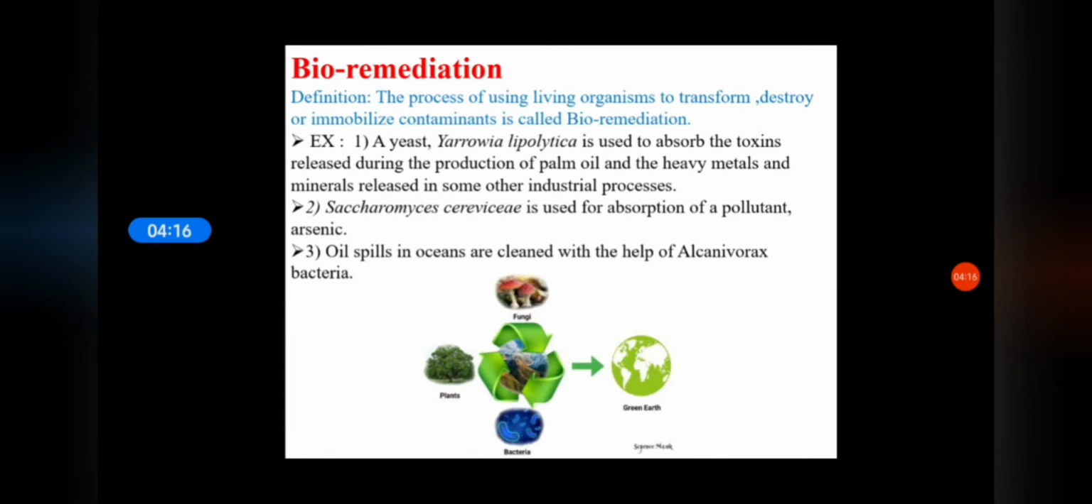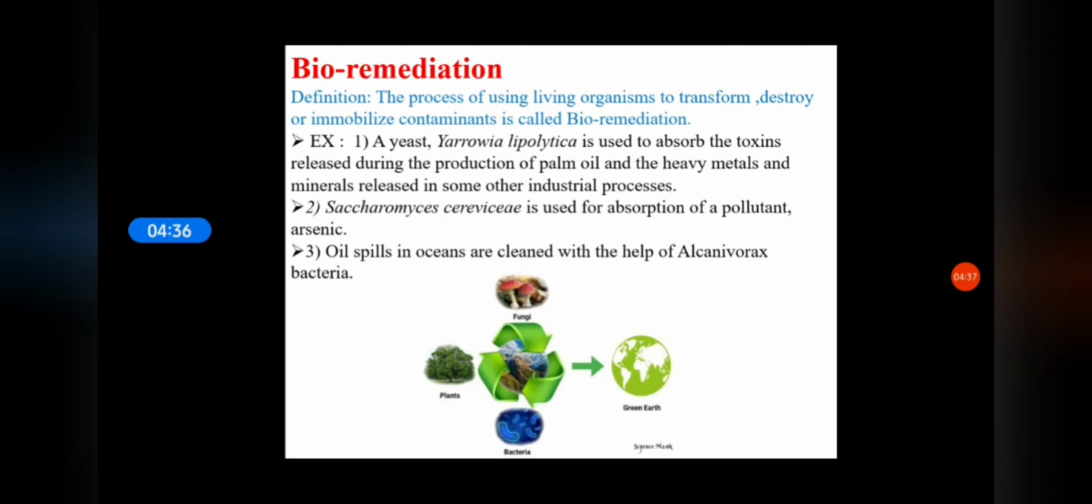Now we move ahead with another use of microbes, that is bioremediation. Definition: the process of using living organisms to transform, destroy or immobilize contaminants is called bioremediation.